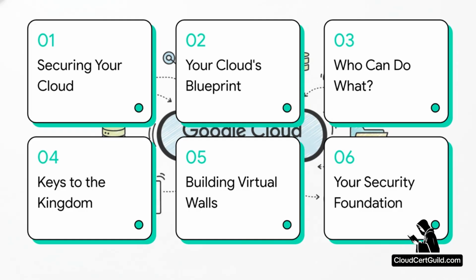So here's the game plan for our grand tour. First, we're going to look at the actual blueprint of our digital headquarters. Then we'll write the official rulebook for who gets to do what. After that, we'll start handing out the keys to the kingdom, learn how to build some seriously cool virtual security walls, and finally, we'll make sure that security foundation we're building is absolutely solid.